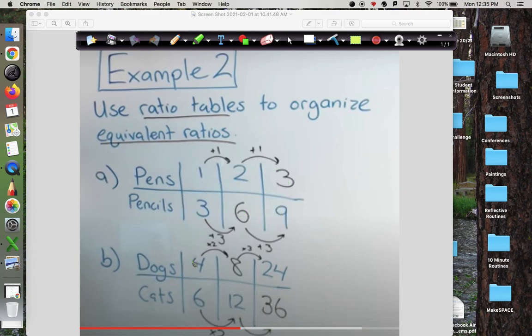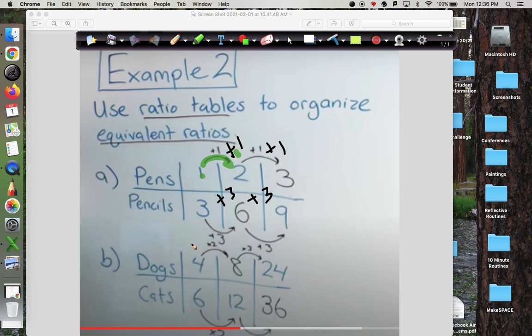Same down here. For every 4 dogs, we've got 6 cats. If we have 8 dogs, we have 12 cats. If we have 24 dogs, we have 36 cats. There are 2 ways to fill these tables out. One is going this direction with addition. If we add 1 here, we add 3 here. So 1 plus 1 is 2, 2 plus 1 is 3, so we're doing a plus 1 on all these and a plus 3 on all these.